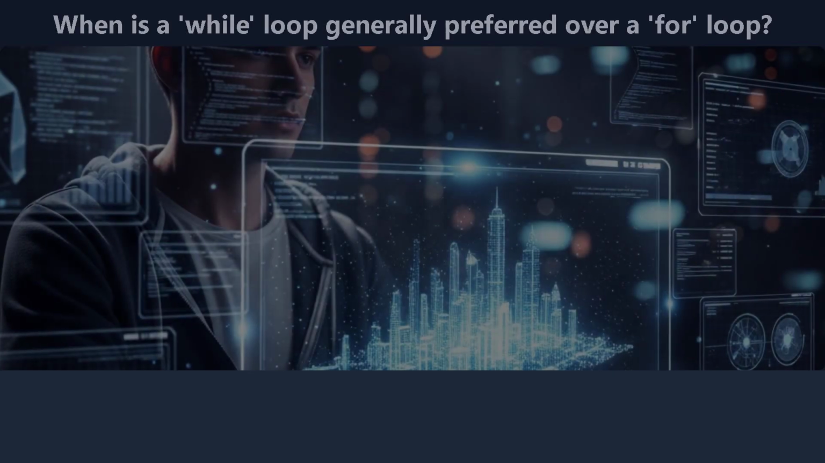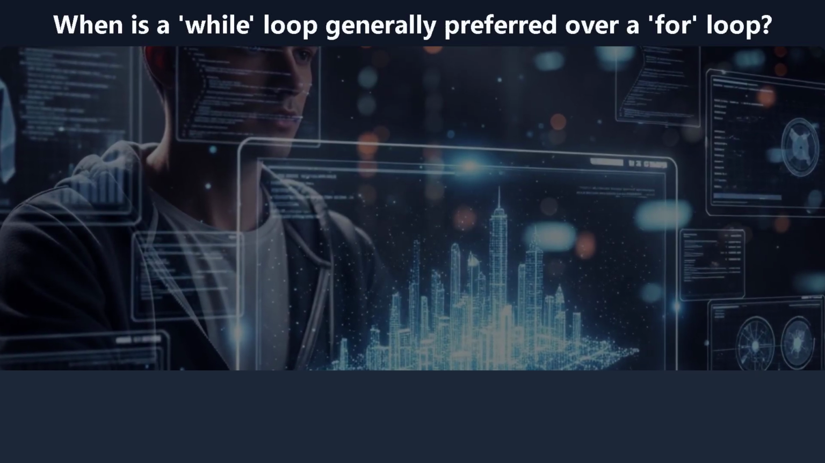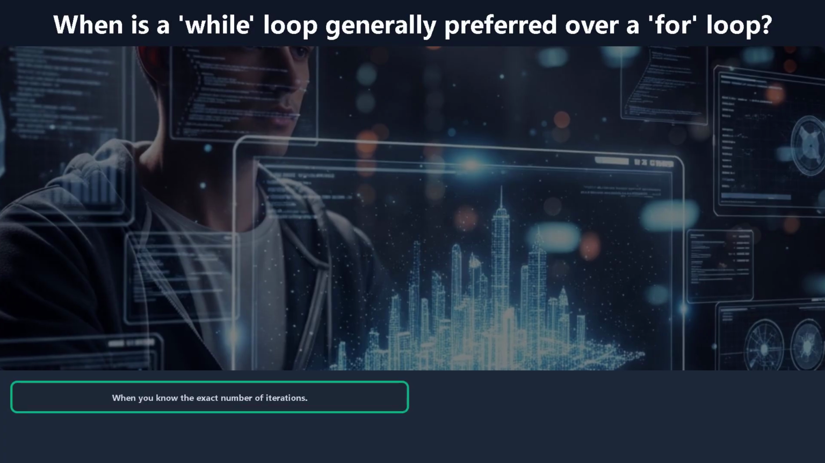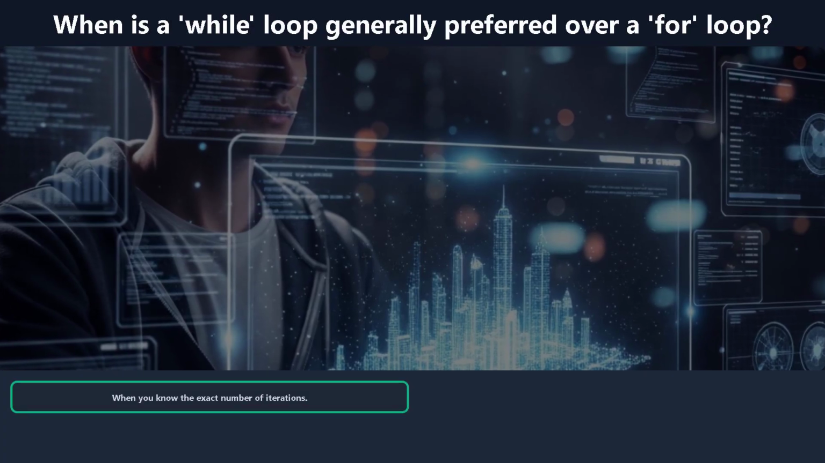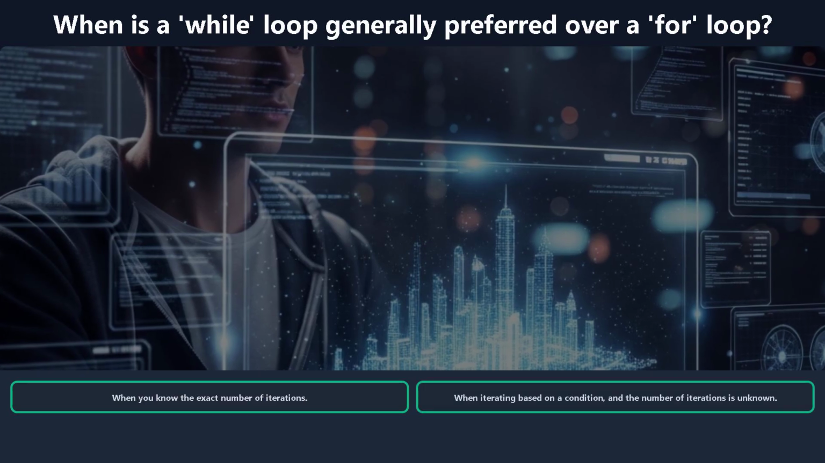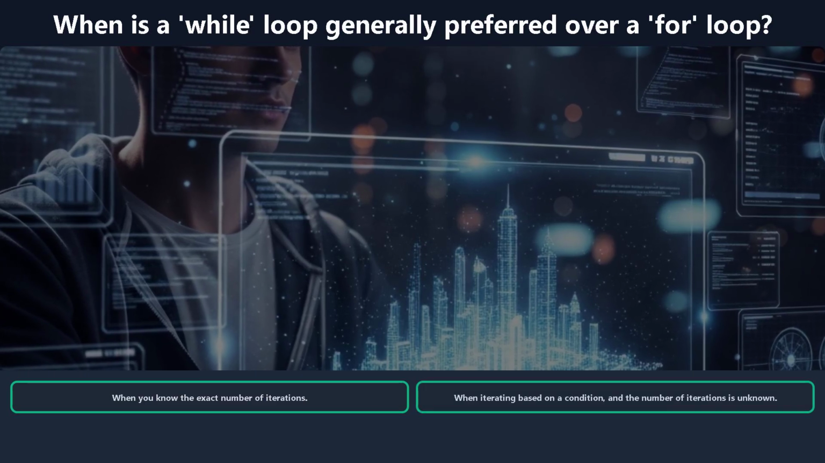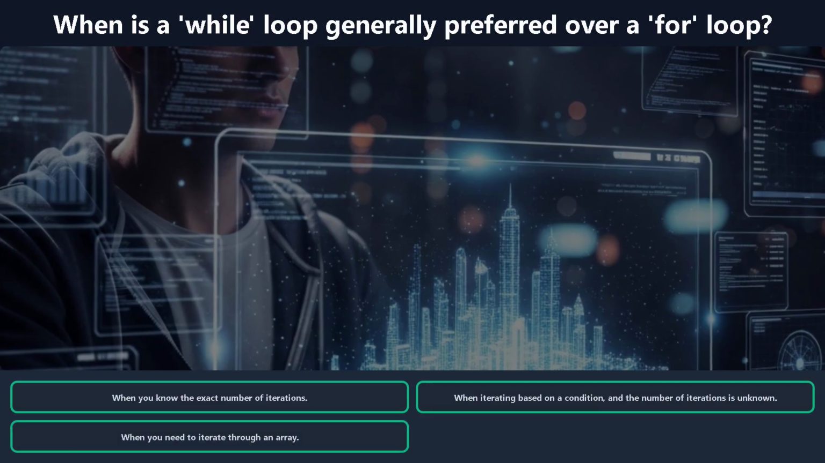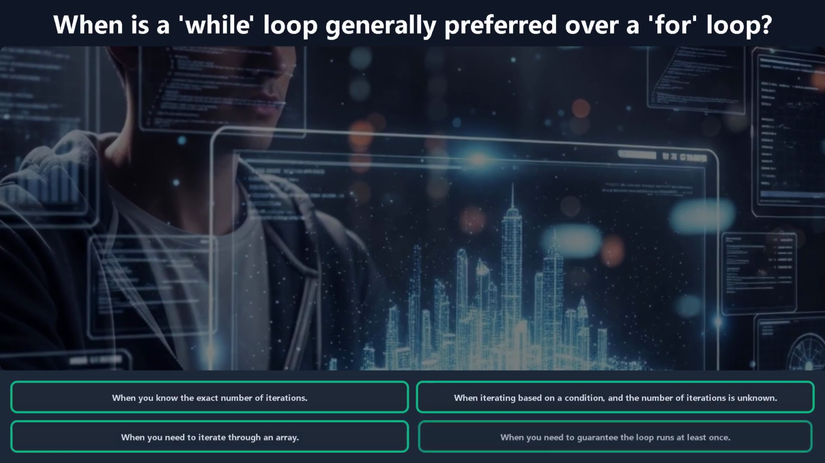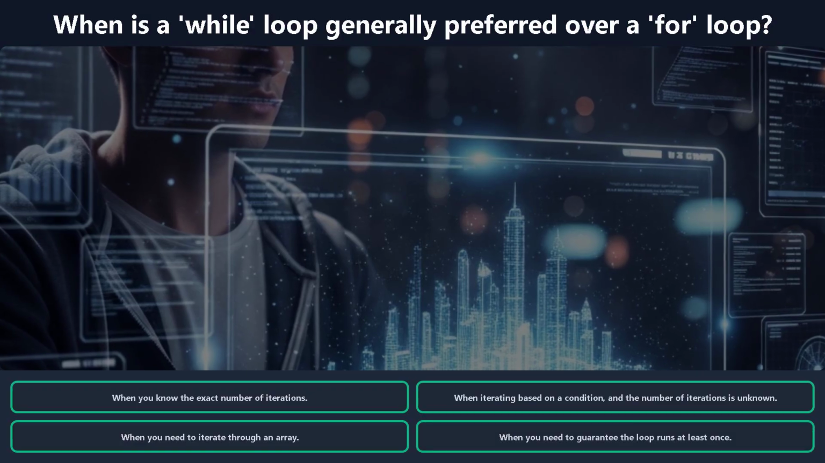When is a while loop generally preferred over a for loop? When you know the exact number of iterations. When iterating based on a condition, and the number of iterations is unknown. When you need to iterate through an array. When you need to guarantee the loop runs at least once.